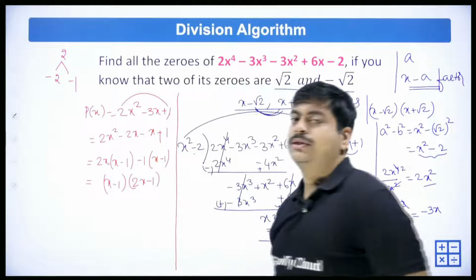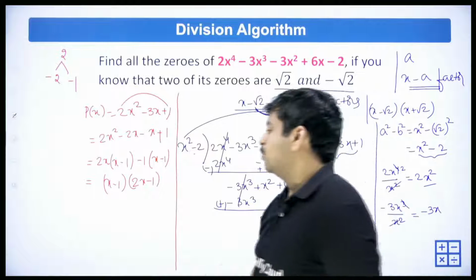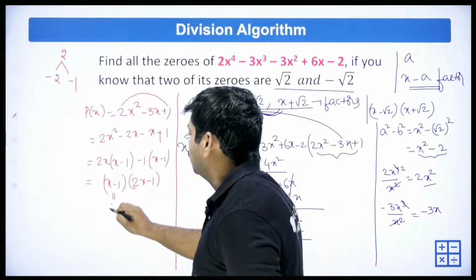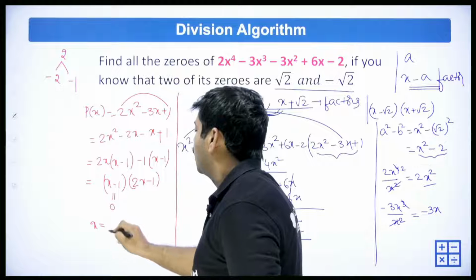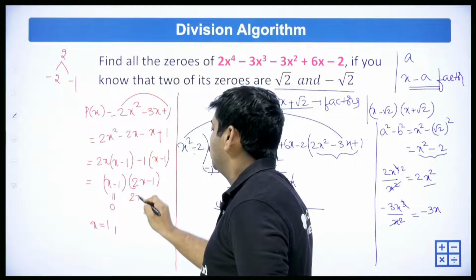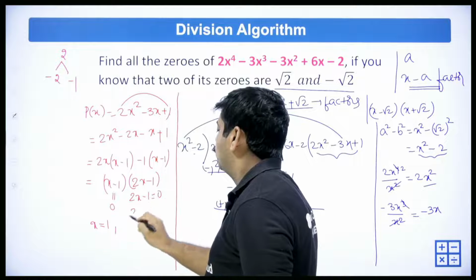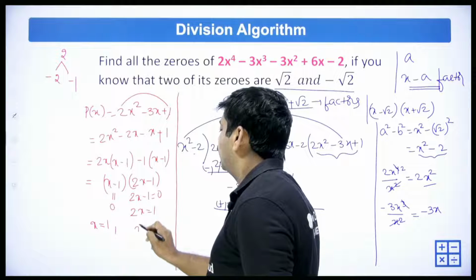If these are the factors, you need to find the zeros. X minus 1, make that equal to 0, you will get x is equal to 1. And 2x minus 1 is equal to 0, you'll get 2x is equal to 1 and x is equal to 1 by 2.